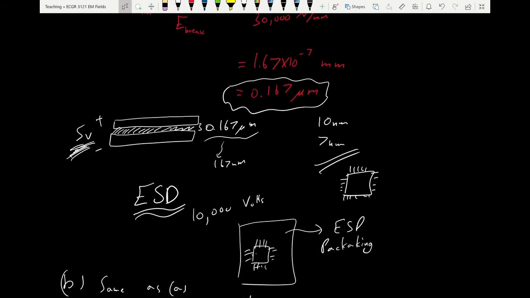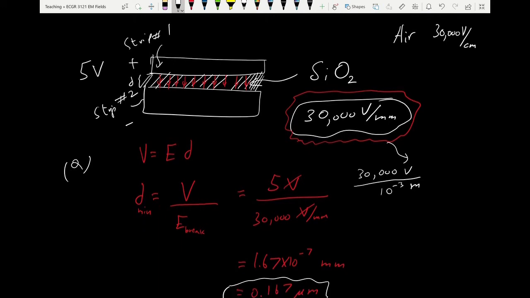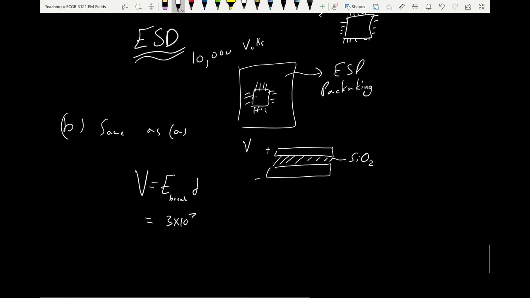Right, so it's 30,000 volts per millimeter. What is this per meter? Right, so this is 30,000 volts per, what's a millimeter? A millimeter is 1,000th of a meter, right? So it's 10 to the minus 3 meter. So this is 3 times 10 to the power 7 volt per meter. Okay, so that's the breakdown voltage for SiO2.